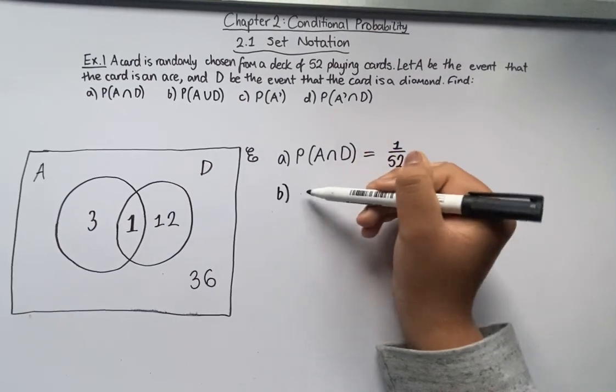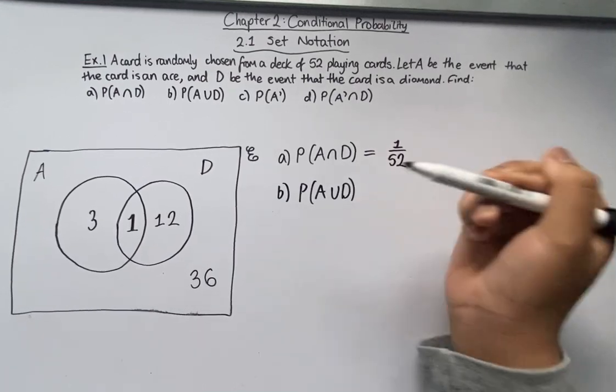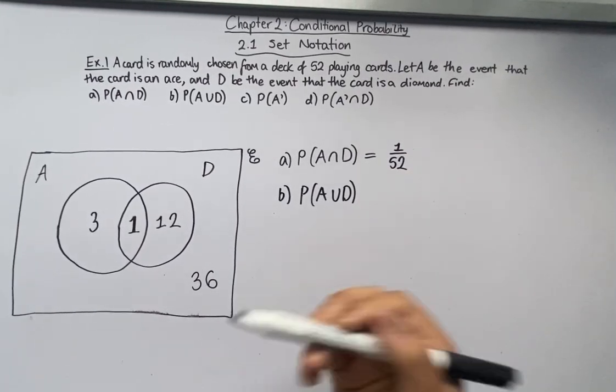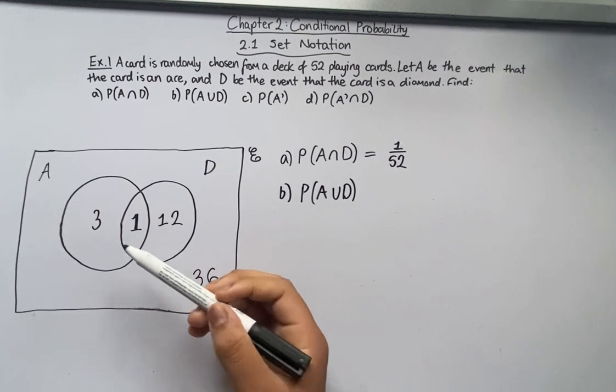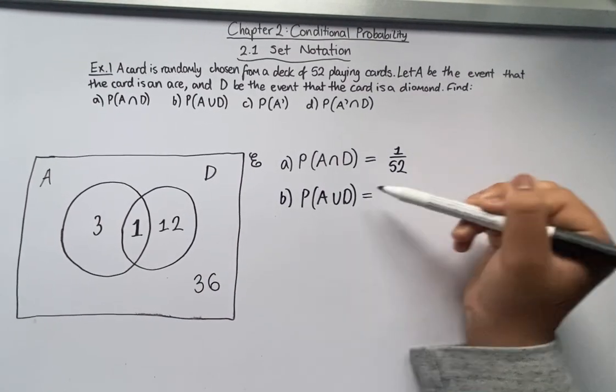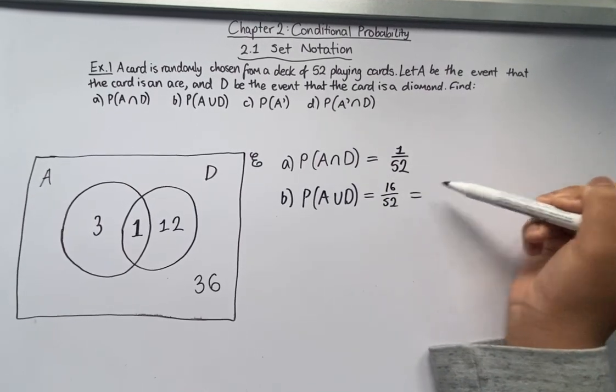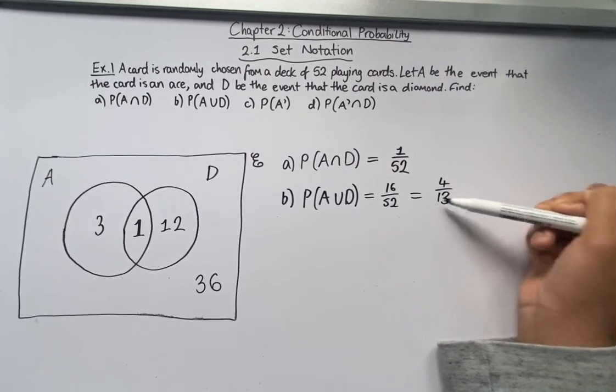For part B, the probability that A union D is the probability that the card is either an ace, a diamond, or both. And we can find it by adding up all of these, which gives us 16. So the probability that A union D will be 16 over 52, which we can simplify as 4 over 13.